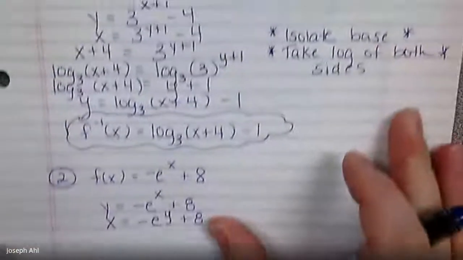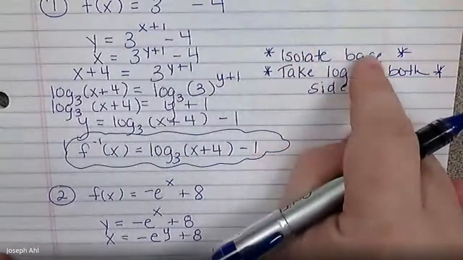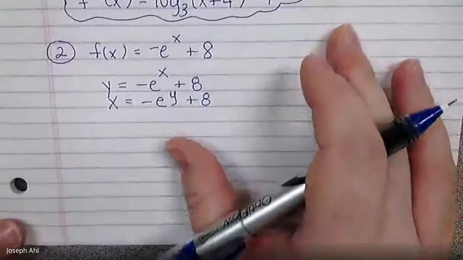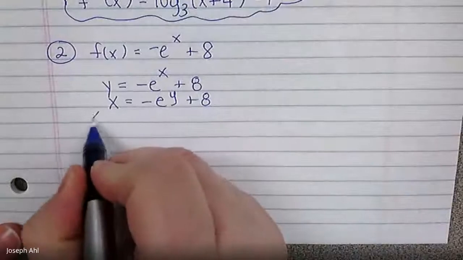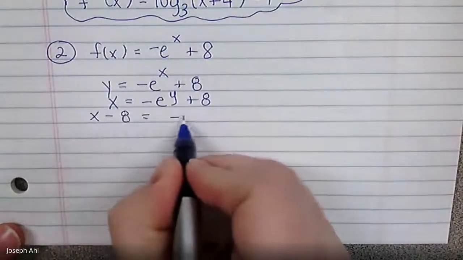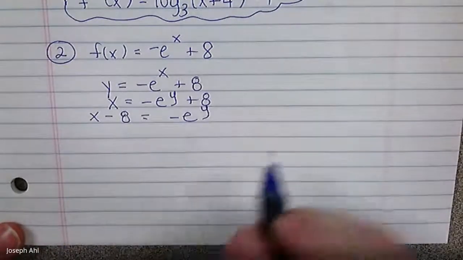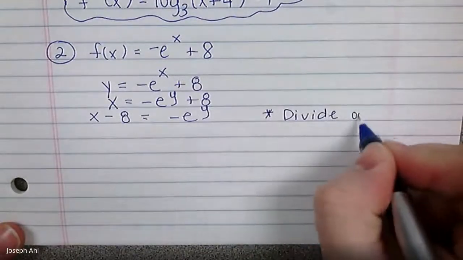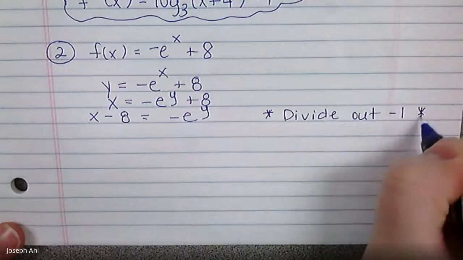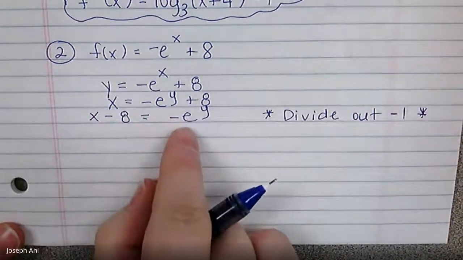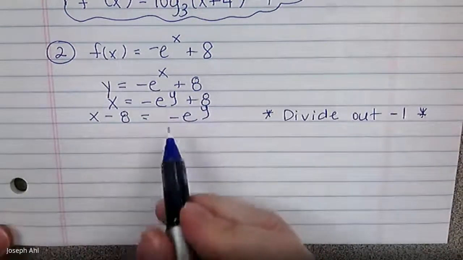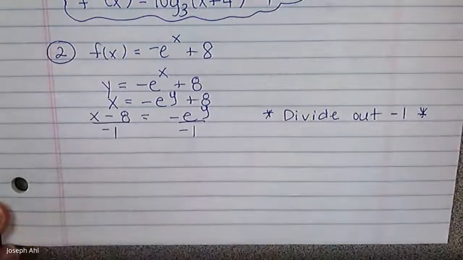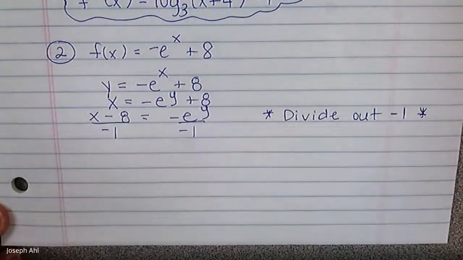If I follow the steps from earlier, we're going to isolate that base. The base in this case is base e, and then eventually take some sort of log of both sides. So if I subtract 8 to the other side, x minus 8 would equal negative e to the y. You have to, in this example, divide out the -1 that's in front of the base e. It looks like base e is all alone, but it's being multiplied by -1 right now. Got to divide that over to the other side before you can introduce a log.